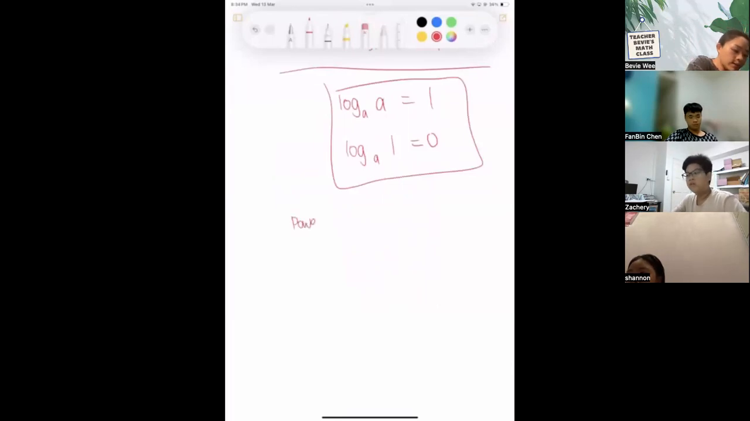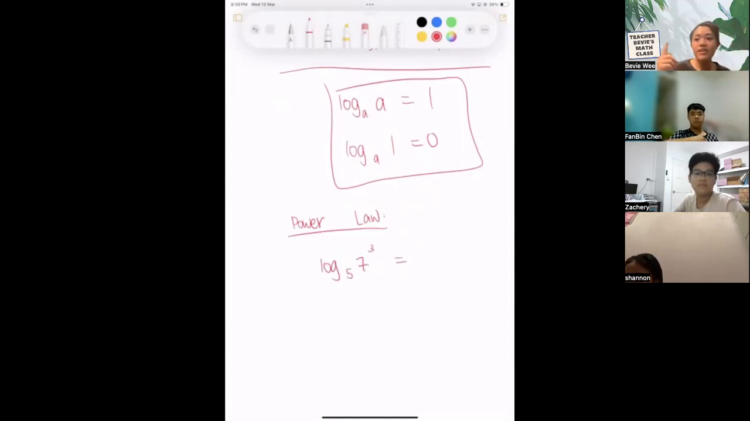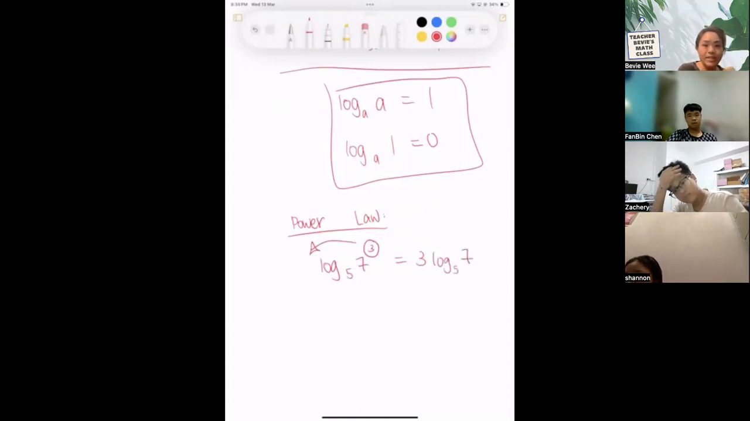Okay, power law. Does all this look familiar or totally out of your mind already? Power law, if I have log 5, 7 cubed, what can I rewrite this as? 3 log 5, 7. Yes, power law, I can bring it to the front. I can bring it to the back.